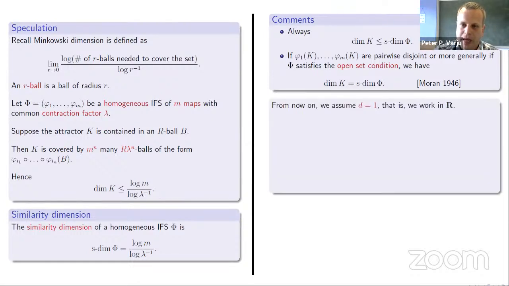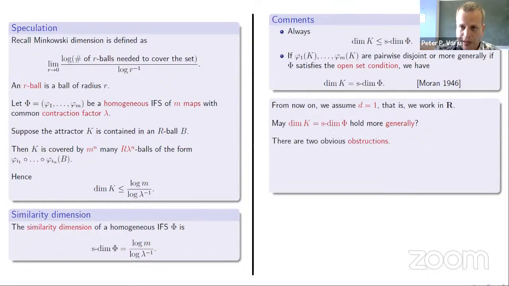Okay, so from now on, I will just talk about self-similar sets on the line, as it was advertised in my title. So the dimension is d equals 1. And now I ask the question: can it be true that this naive first guess for the dimension, which is the similarity dimension, may hold more generally, not just when the open set condition holds?